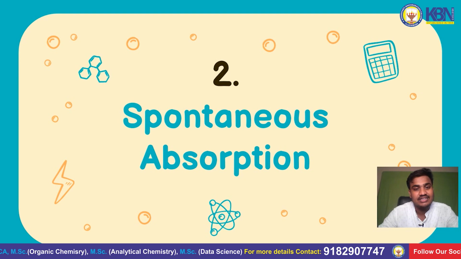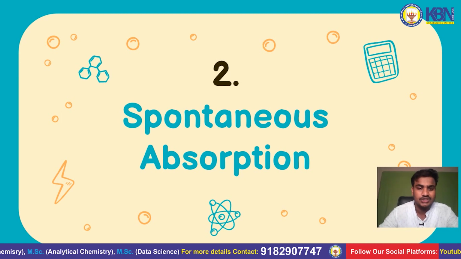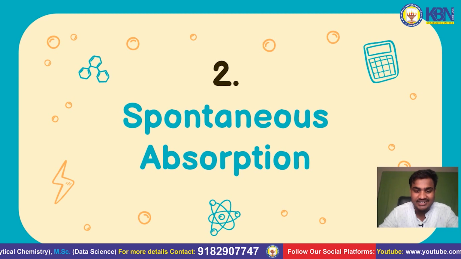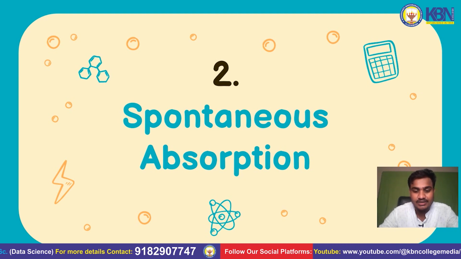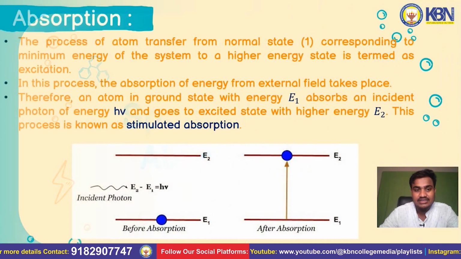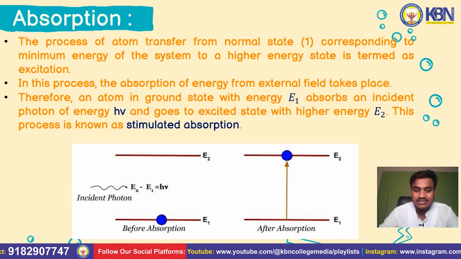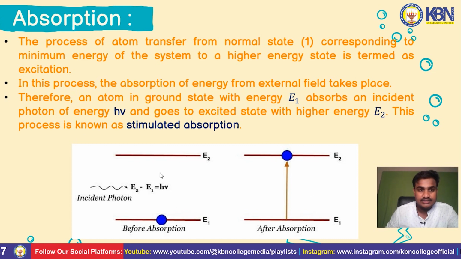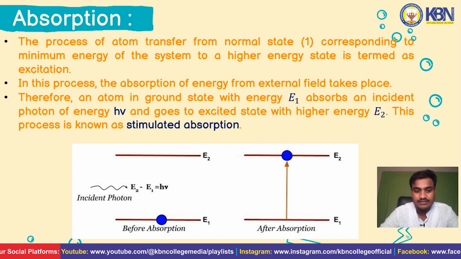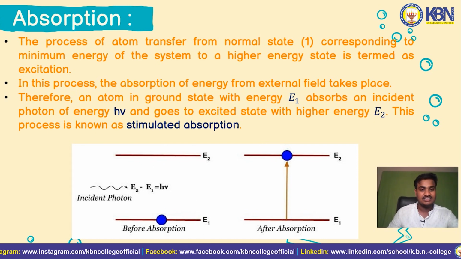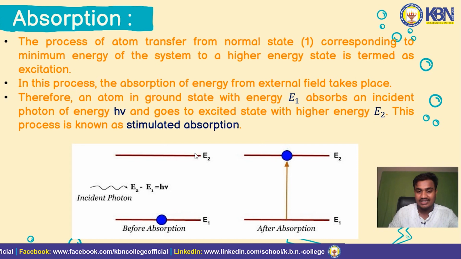Now coming to the second topic, spontaneous absorption, or you can say absorption of radiation. What does it mean? What is the phenomenon? How can it be achieved? You can see in this topic the process of an atom transferring from the normal state, which has minimum energy, to the higher energy state, which is termed as excitation. E1 is called the normal state and E2 is called the excited state or higher energy state.